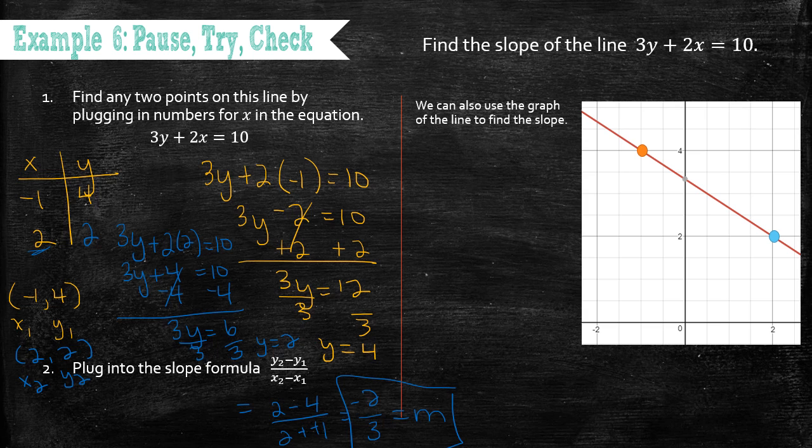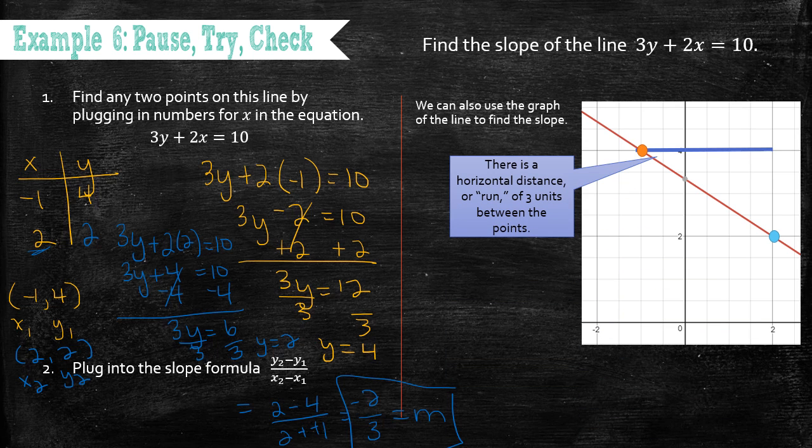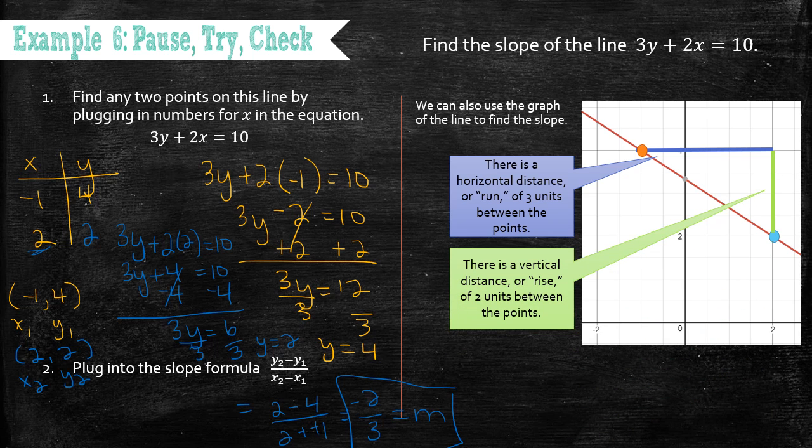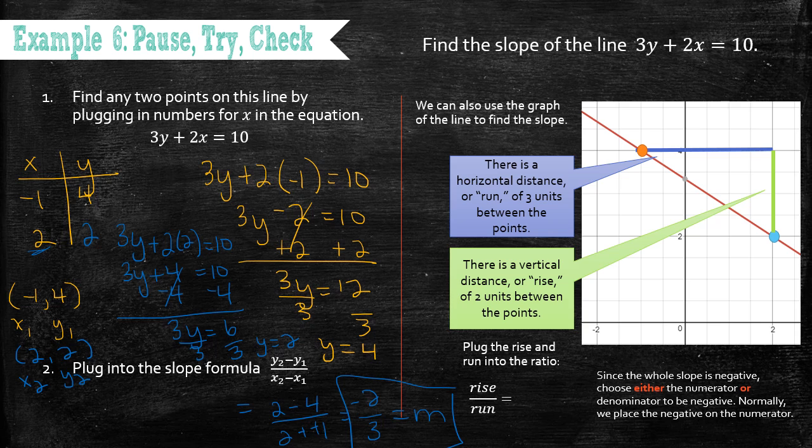And we can see here when we're doing this that there's a horizontal distance or a run of 3 units and then a vertical distance of 2, but I fell. I'm going downhill. So there's that 3, and then here is going to be that -2. So my rise in this case is that -2, and my run is that +3.